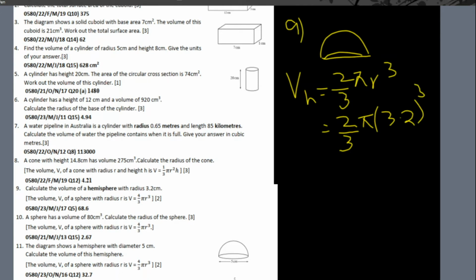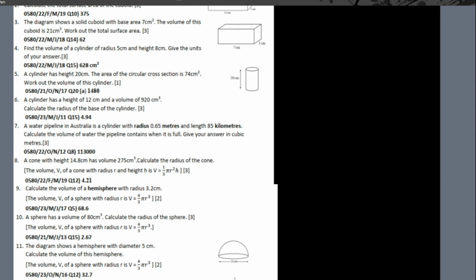So 2 over 3 pi times 3.2 cubed, which gives 68.6, rounded to 3 significant figures. Question 10.